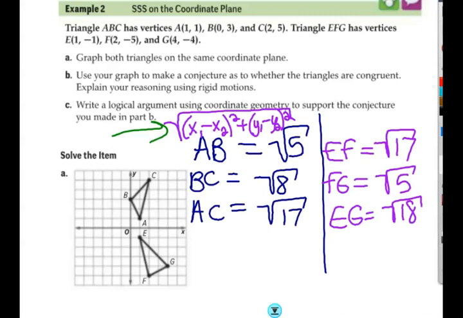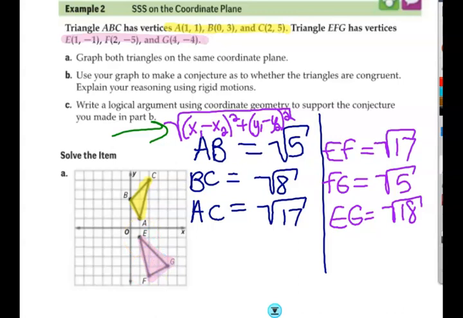All right, so example 2 is talking about, can you take triangles from a graph and see if you can prove if they're congruent using side, side, side, okay? So they wrote down the triangles ABC. Those are the coordinate points of ABC. And then they wrote down the coordinates of EFG and drew it down, okay? So they said graph both of them. Well, that's already done for you.